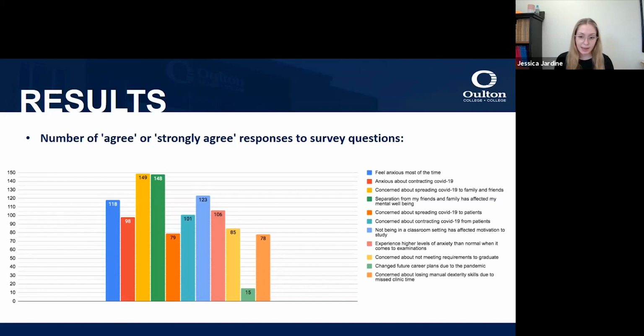And we noticed that the highest level of agree or strongly agree responses came from questions surrounding their family, about spreading it to their family, or being separated from their friends and family having a negative impact on their overall wellness.